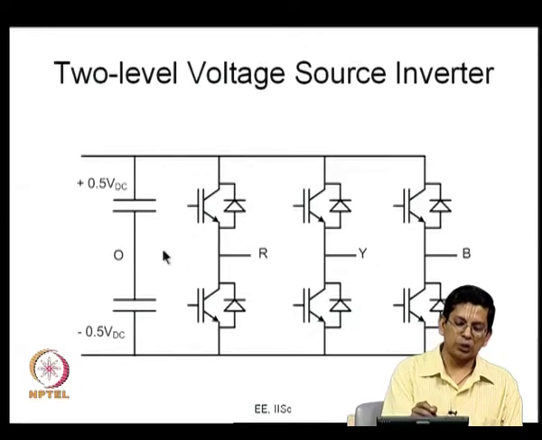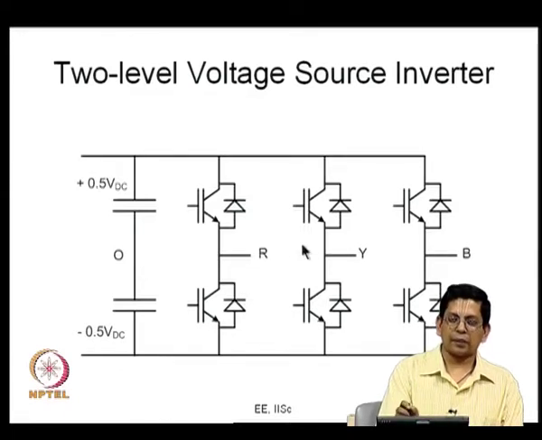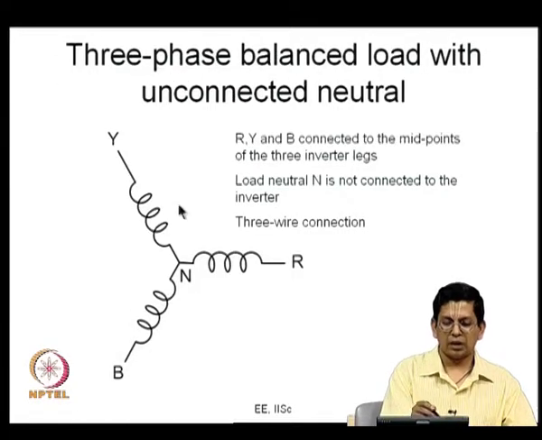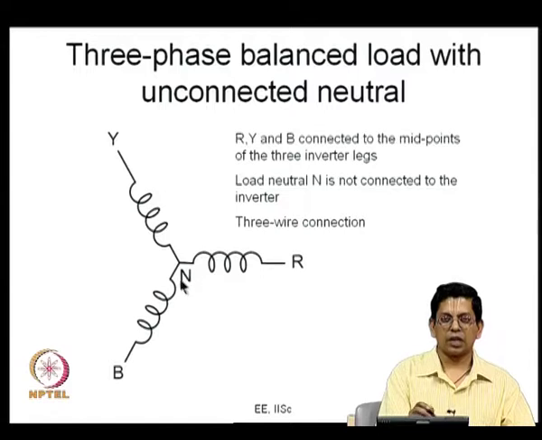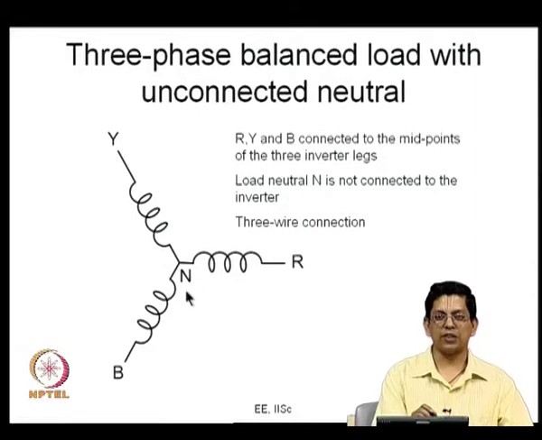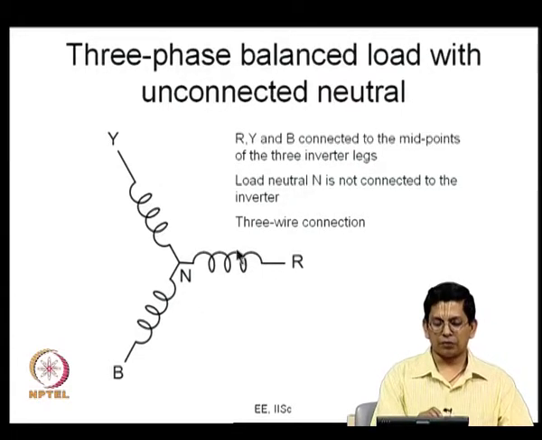Pole voltages are usually measured with respect to the DC midpoint. So, VRO for example is called the pole voltage, and VRY is the line to line voltage, and the load that we usually see is connected like this, RYB, a star connected load, whose neutral N is not particularly connected anywhere, and this R to N for example is VRN. This we will regard as the output voltage, that is the output phase voltage of the inverter, and we would look at the harmonic spectrum of this.